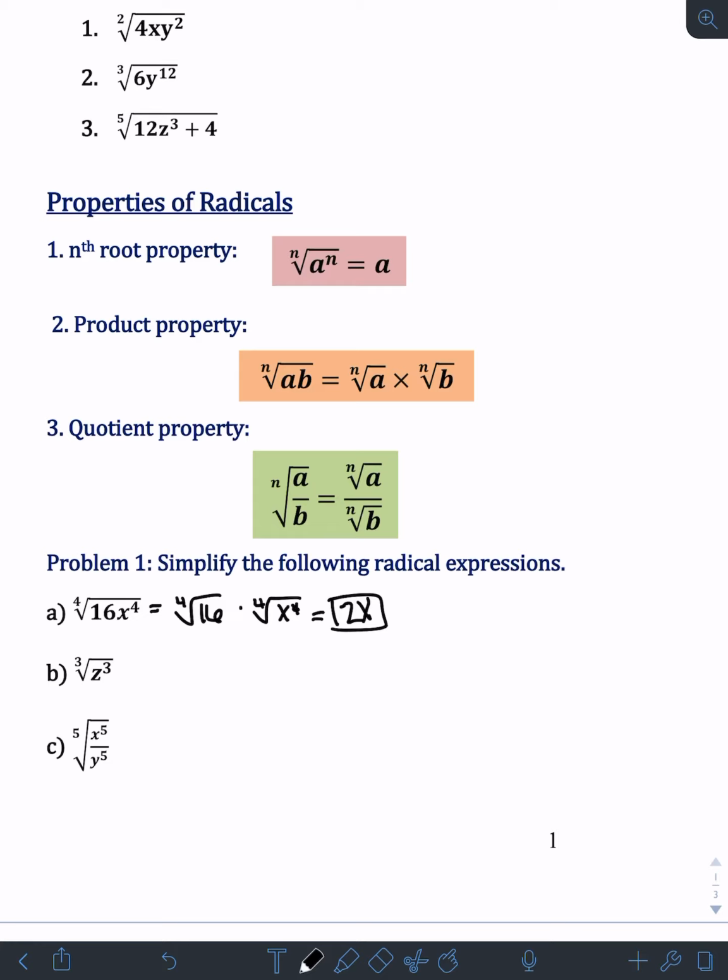Using my nth root property for b, I have the cubed root of z cubed. That just gives me z. And for c, I can use my quotient property and take the fifth root of x to the fifth divided by the fifth root of y to the fifth. So now using the nth root property, the fifth root of x to the fifth is just x, and the fifth root of y to the fifth is just y. So I have x over y.